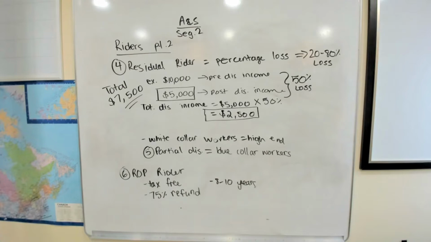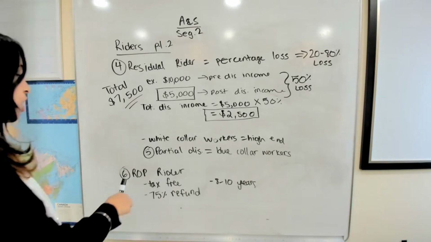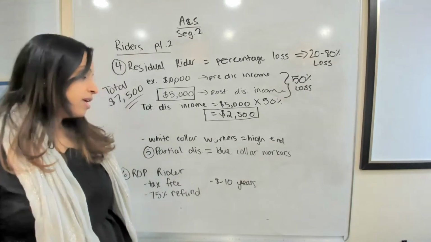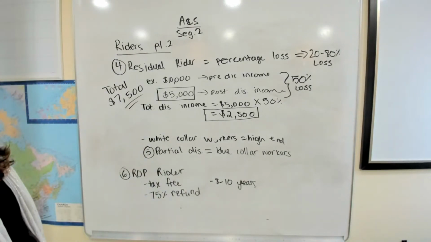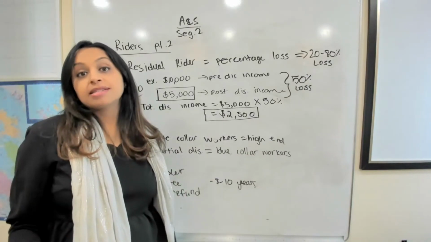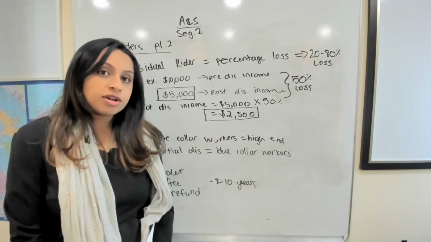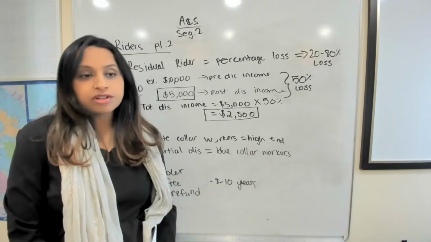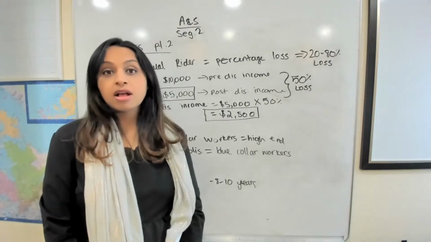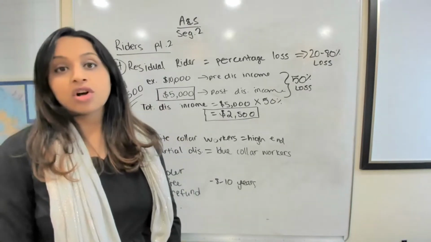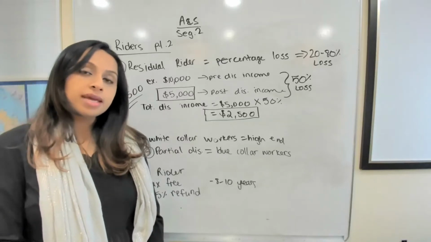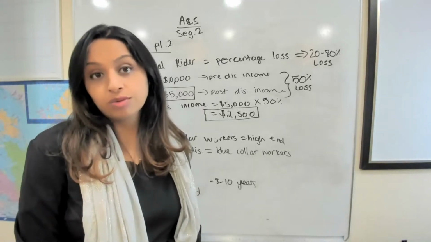And the next rider we're going to talk about today is called the ROP, which stands for Return of Premium Rider. And this is a rider for someone who wants to get the disability policy but is skeptical. They feel that because premiums are expensive, they're not cheap, instead of paying, I don't know, $4,000 a year in premiums, why don't I just take that money, put it into a bank account, and I can use that if I need to?